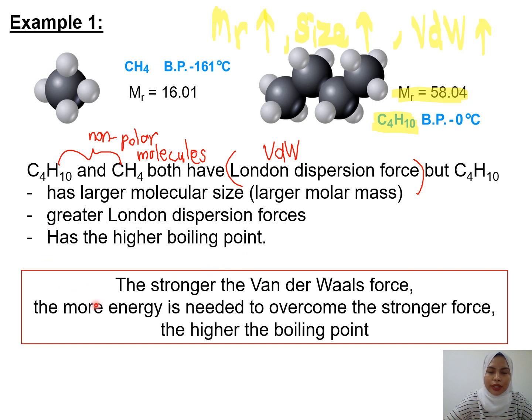And you kena ingatlah point ni setiap kali. Kalau you dah tahu the factor yang mempengaruhi kekuatan van der Waals force tu, and you know which one yang membuatkan van der Waals forces tu lagi stronger, therefore more energy needed to overcome the stronger force. That's why molekul tersebut ada higher boiling point.